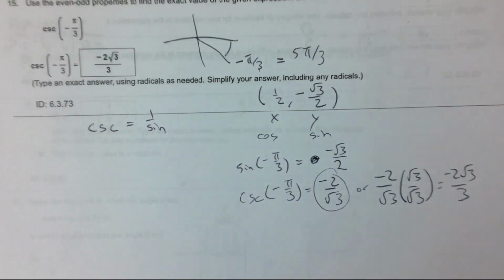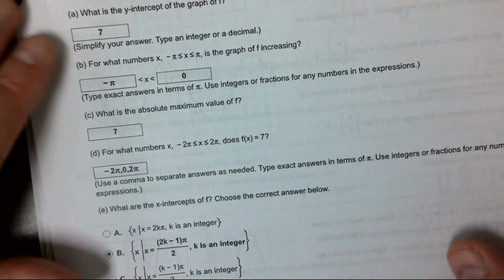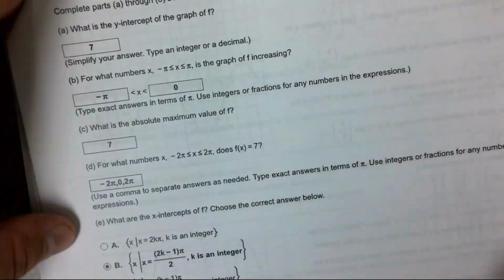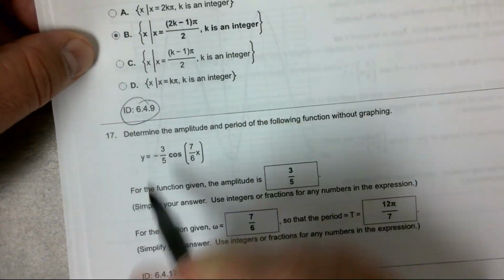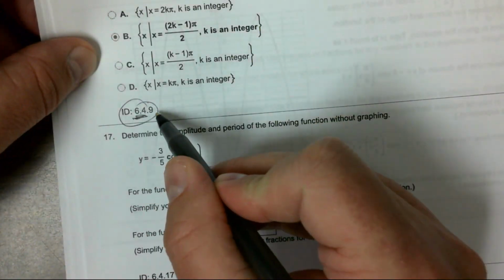Okay, there's the first 15. Now we have totally different type problem, because now we're on 6-4. Remember, this is the section number and then the problem number. So now we're on graphs.